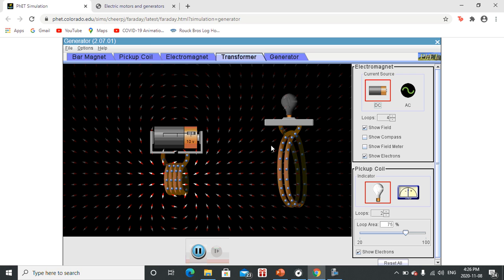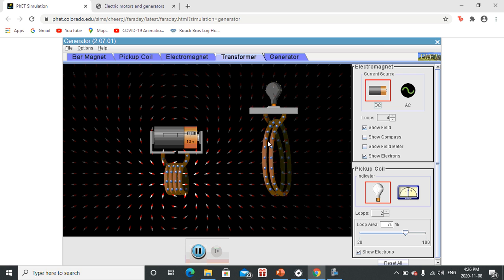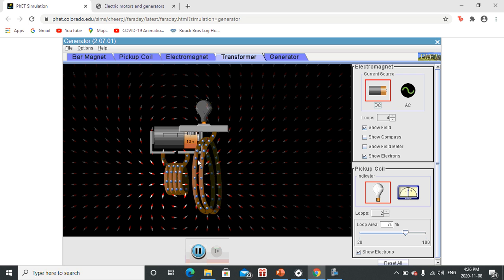So when we bring this other solenoid, this would now be our secondary solenoid, when we bring it in close, nothing happens because we don't have a changing magnetic field, we have a constant magnetic field, and we need a changing or fluctuating magnetic field.